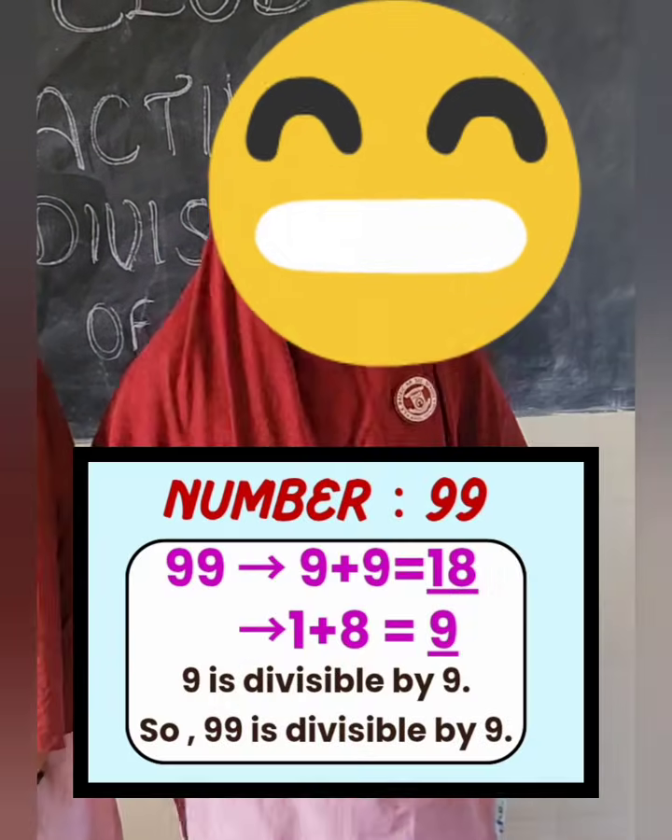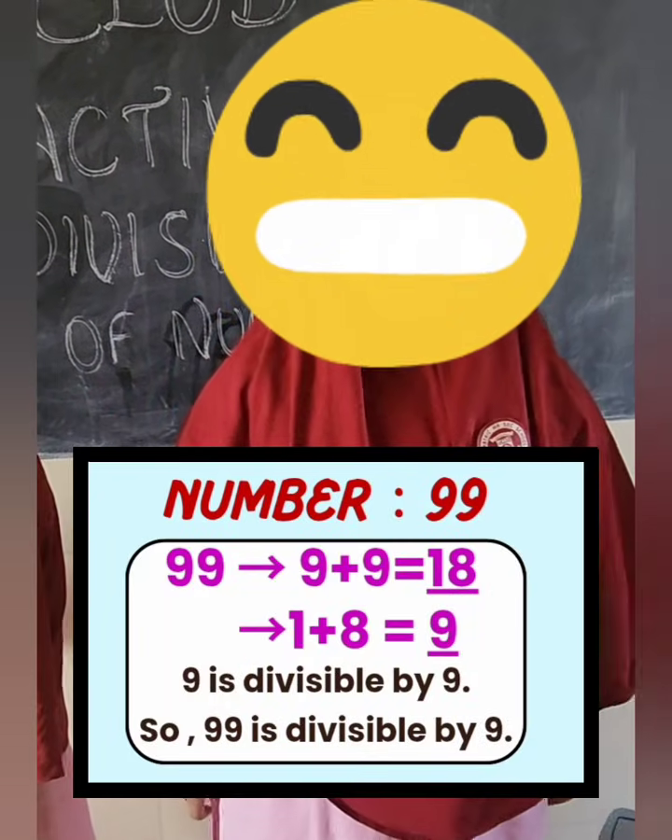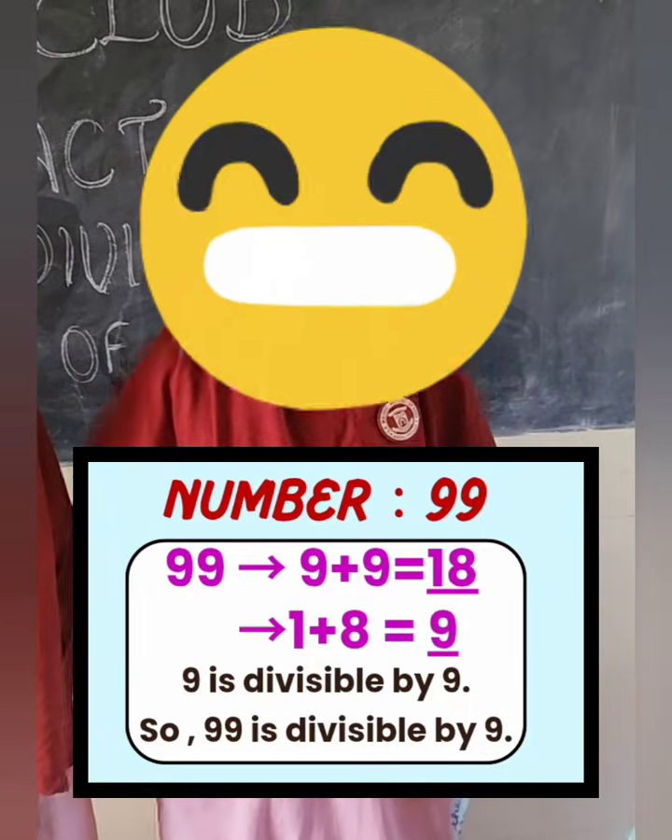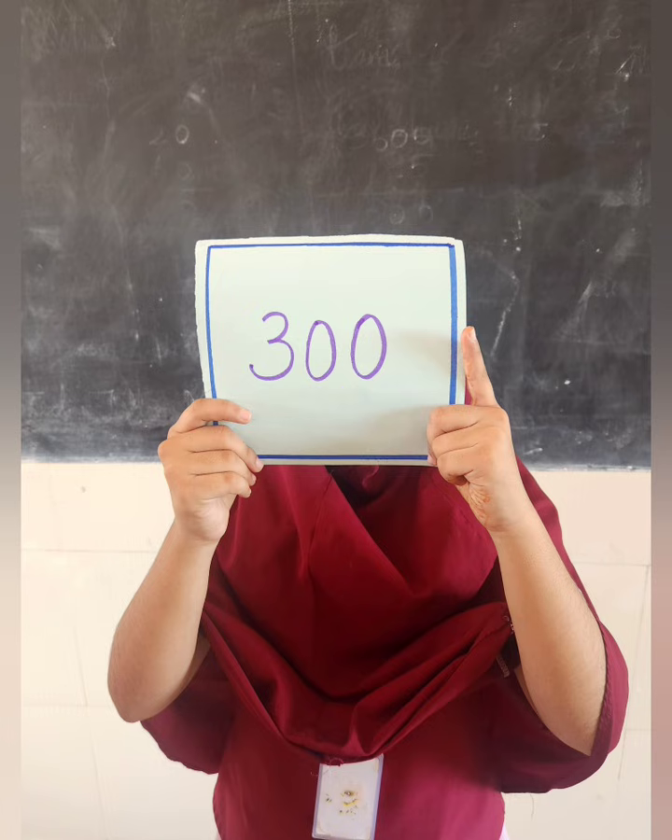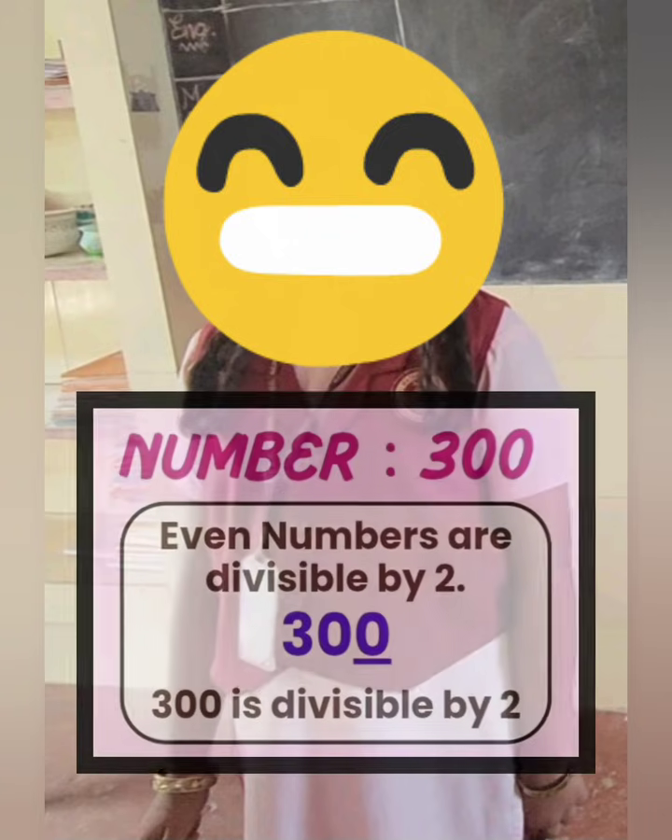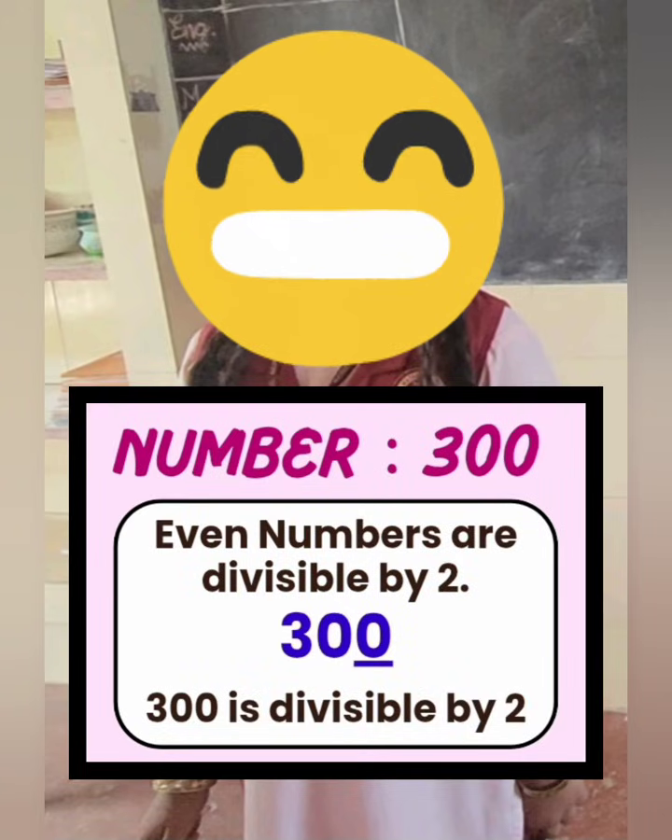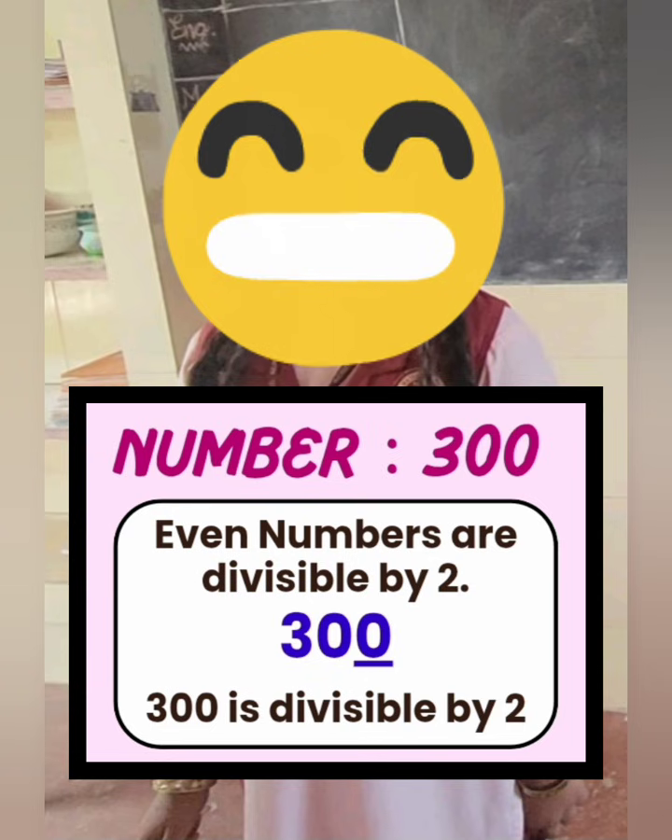The given number is 99. Sum of its digits is 9 plus 9 equal to 18. 1 plus 8 equal to 9. This number is divisible by 9. This number is divisible by 11. Next example is 300. The given number is 300. Its ones place is 0, so it is divisible by 2.